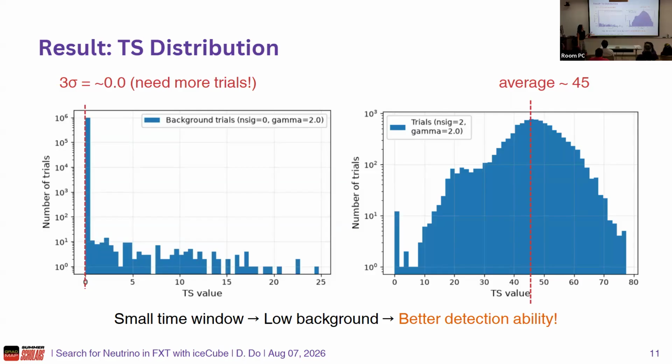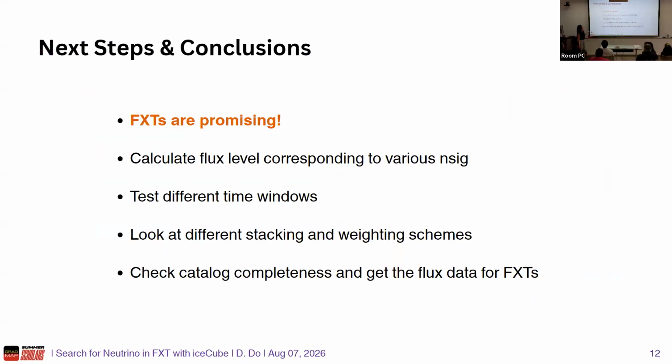So I guess this is the work that I've done this summer. We do have a conclusion that FXTs are promising, mostly because they have a very small time window, which reduces the noise. Moving forward, we want to calculate the flux level corresponding to different numbers of signals. We also want to test different time windows, right now we're doing 1,000 seconds, and look at different stacking and reading skips. And we want to add or modify the data within our catalogs to have better FXT data to work with.